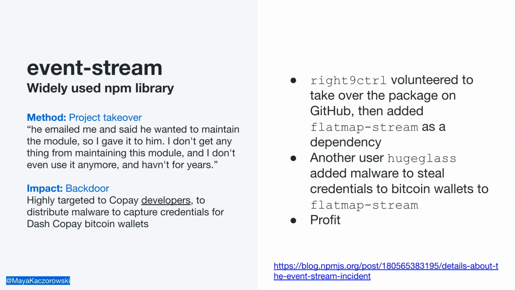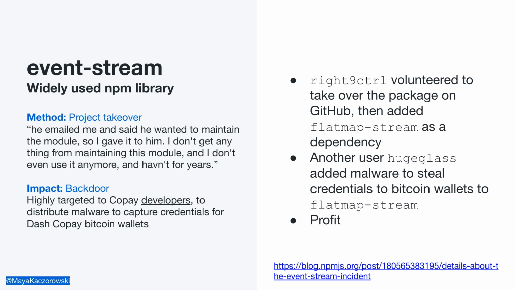Okay, then on September 9th, 2018, Right9Control added a new dependency to Event Stream, flat map stream. About a week later, on September 16th, they rewrote the code to no longer require that dependency and tried to actually remove that original dependency. The change was made in the code base, but it wasn't pushed through to where the library was hosted on NPM. And then on October 5th, another user, HugeGlass, added malware to flat map stream. So then transitively, anybody who was using Event Stream was using the flat map stream that had malware in it.